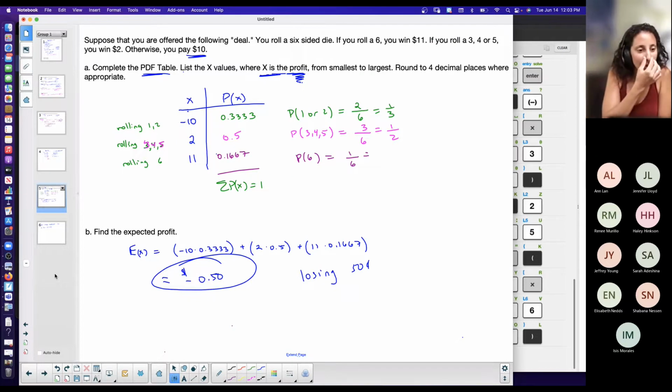So it says interpret the expected value. If you play many games, you will likely lose on average very close to 50 cents per game. Based on the expected value, should you play this game? I would probably not. Since the expected value is negative, you would likely come home with less money if you played the game before you left. So this is my expected value. Now, any questions yet?